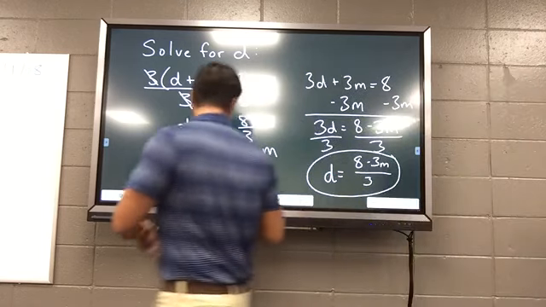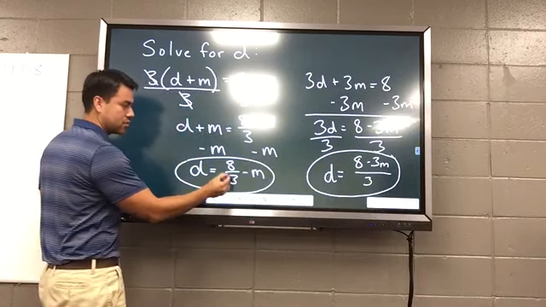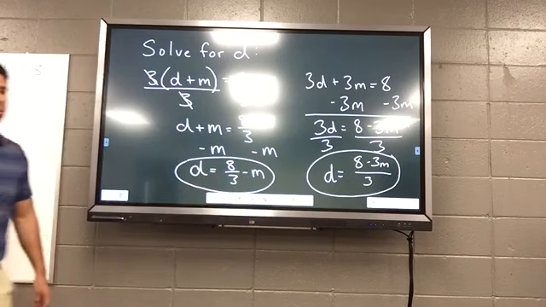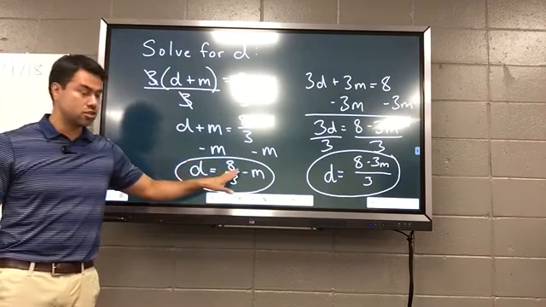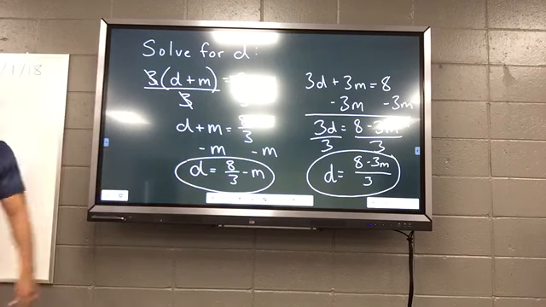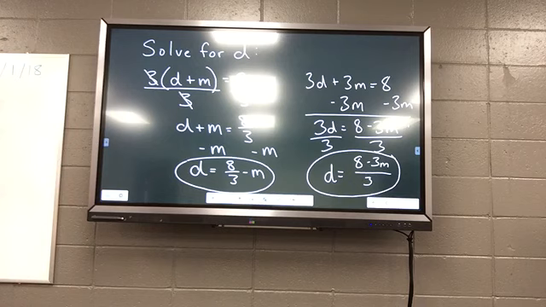Yes, it would be, if this were 6, 6 over 3 is 2 minus m. Yes, simplify that. If it could become a whole number or an integer, you need to simplify that, but that's okay for now. Yes, sir. So you just don't do 8 divided by 3 because that's just hard? You could. I mean, 2 and 2/3.